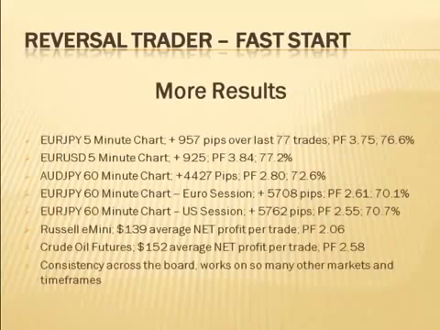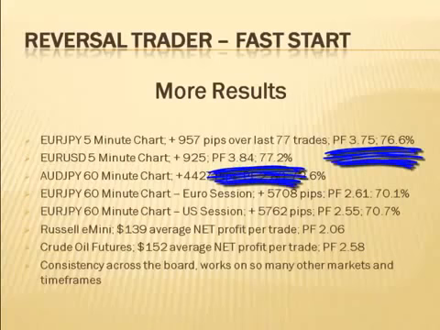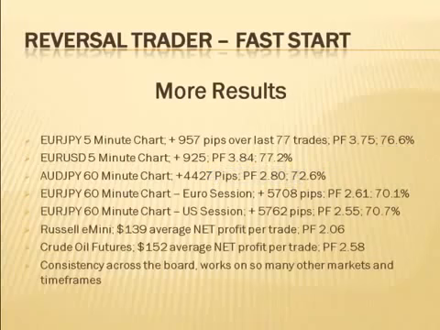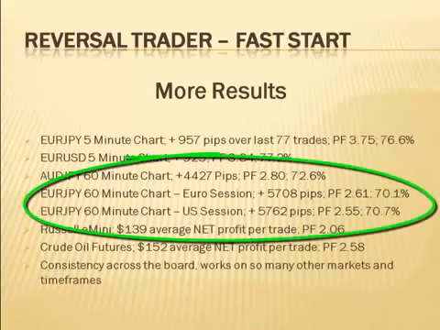How about some of the faster time frames? Check out our 5-minute charts. We've got a couple great plans for the Euro Yen and the Euro USD. Close to 1,000 pips so far for each one. Both of them boasting very high winning percentages and profit factors. The Aussie Yen, the Euro Yen. How about that 60-minute chart for the Euro Yen? You could trade it during the Euro session or the US session.